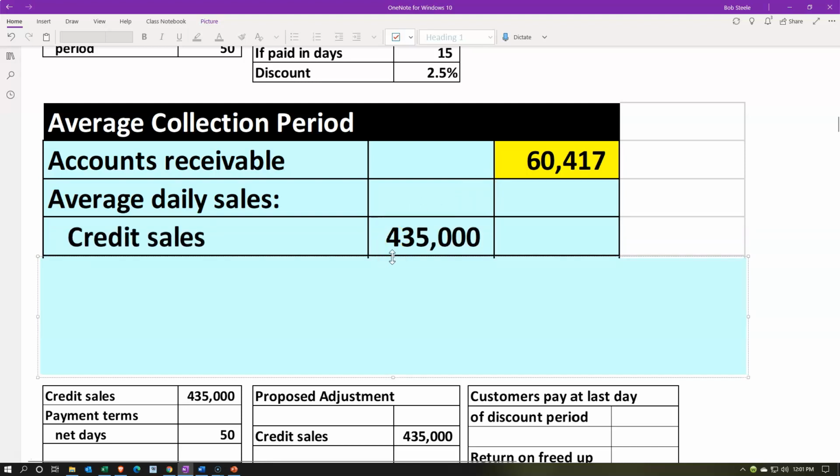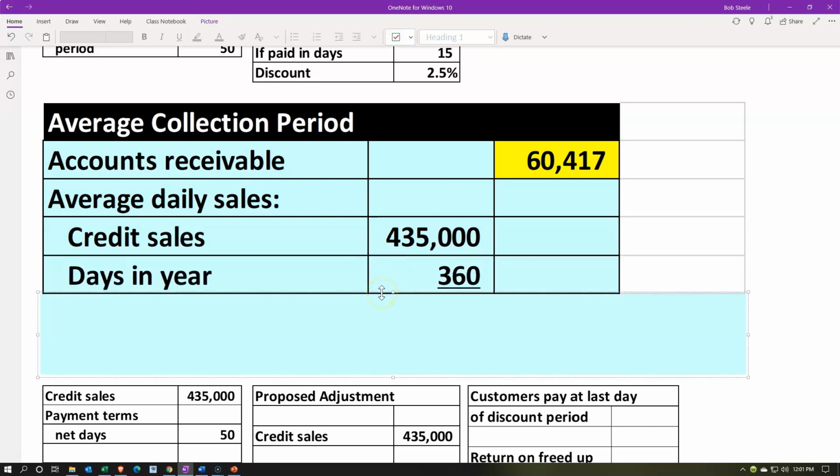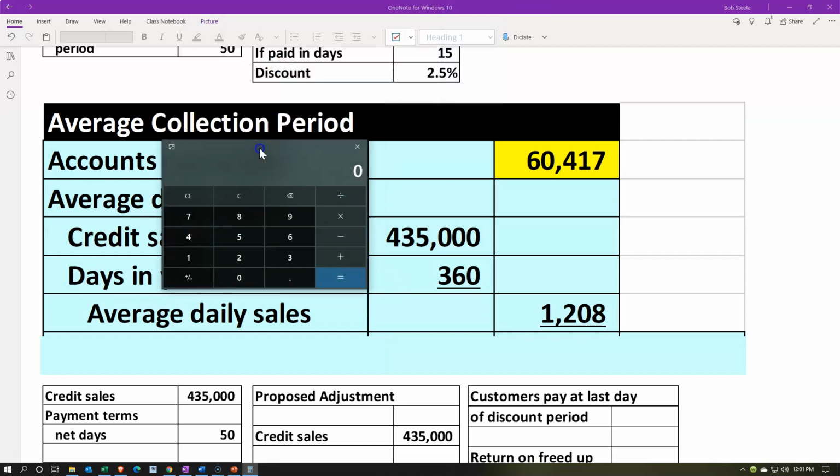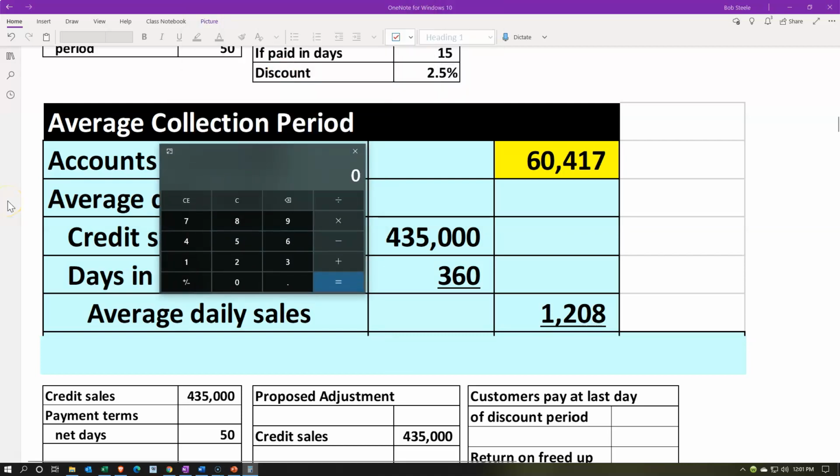So then we have the credit sales, which are going to be the 435,000. For the days in a year, we're going to assume nice even 12 thirty-day months. So 12 times 30 would be 360, to give us the 1,208. Let's pull out the trusty calculator just for the fun of it, and we can plug it in and see if there's any rounding. 435,000 divided by 360 is going to give us about 1,208.